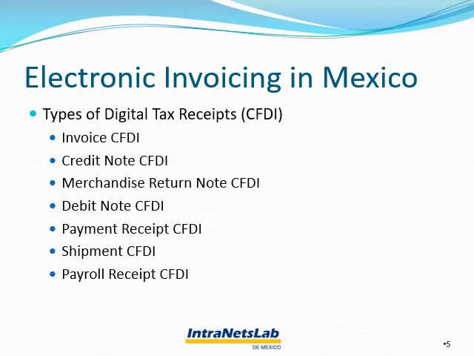There are several types of CFDIs: the invoice CFDI, credit note, the merchandise return note, the debit note, the payment receipt CFDI, which is used to report payments received associated to one or more invoices, a shipment CFDI, which is required to transport merchandise within Mexico, and a payroll receipt CFDI.